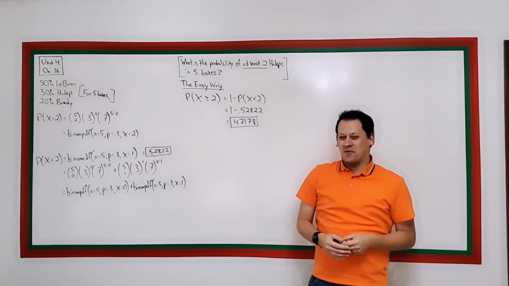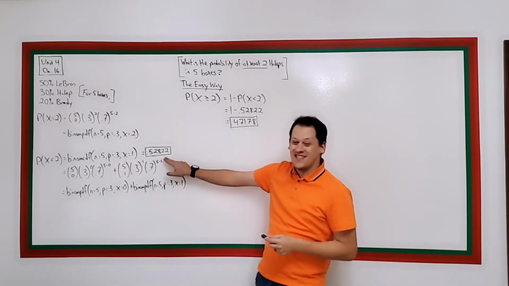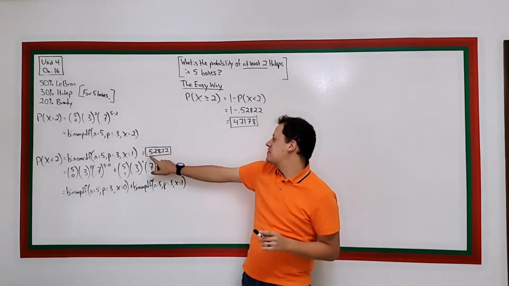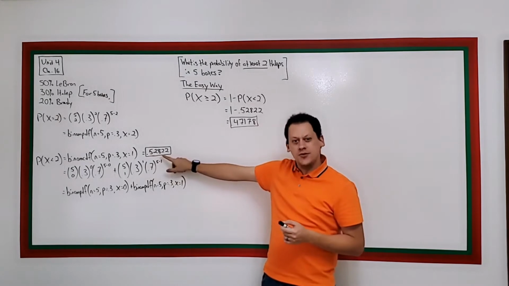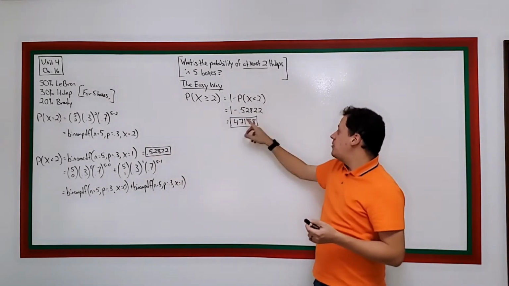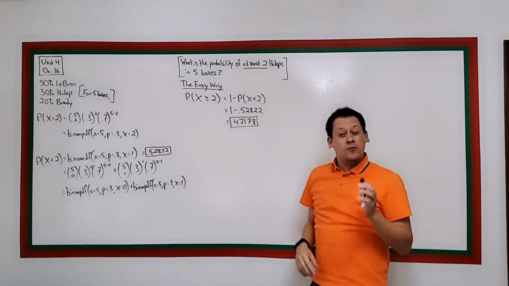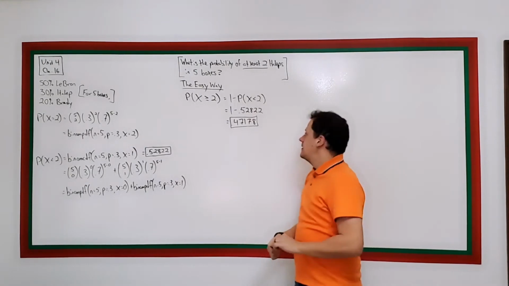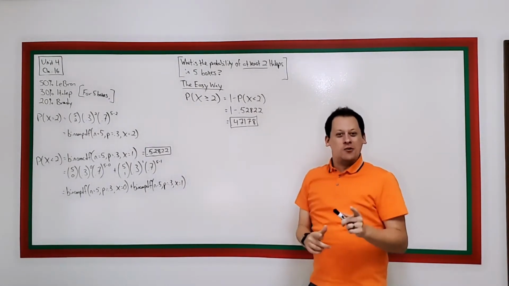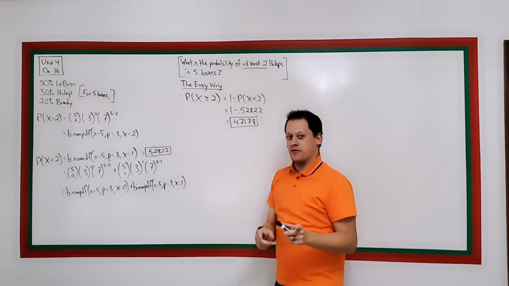My apologies if you paused the video and used the number that was here. It was off. I forgot this first 2. This is really 0.52822. So if we use the complement rule and subtract that from 1, we get 0.47178. My bad about that. Hopefully you had the right number in your notes, and that's what you referred to.